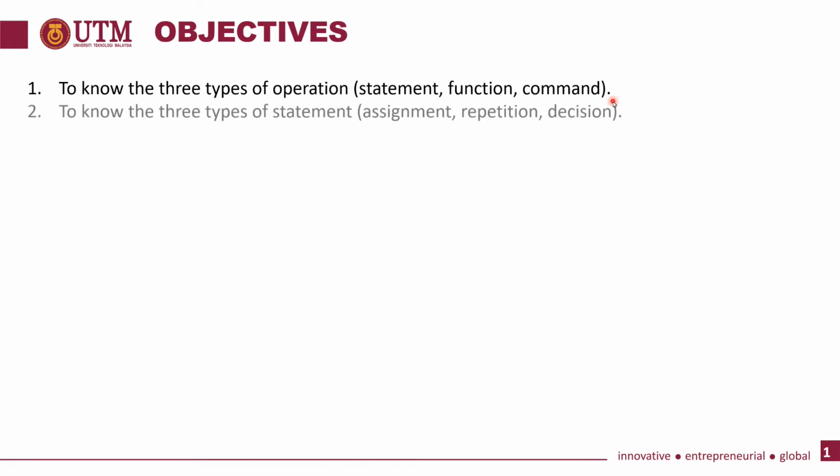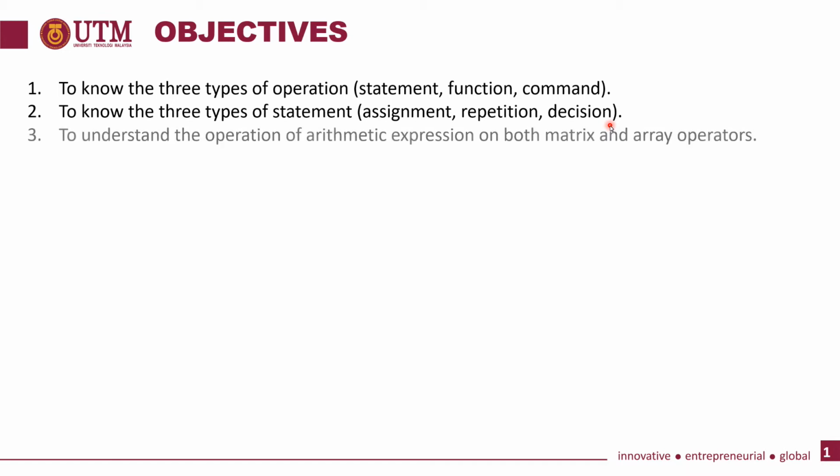All right. And the second objective is to know the three types of statement. So inside statement, there are three different types, which is assignment, repetition, and also decision. So you know how to create and how to design different statement for scientific programming.